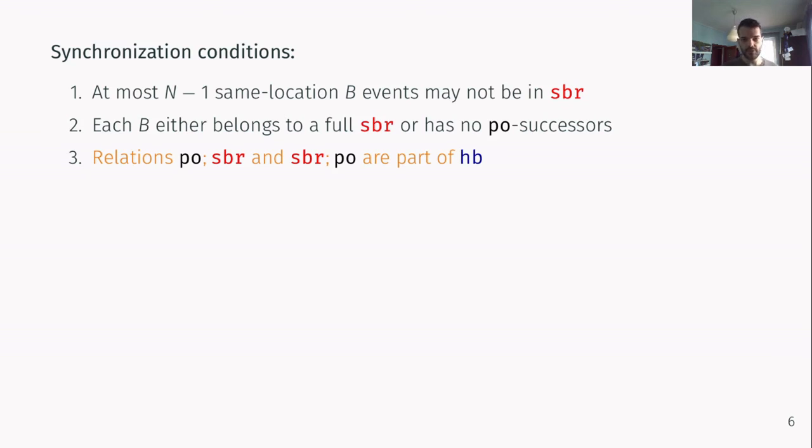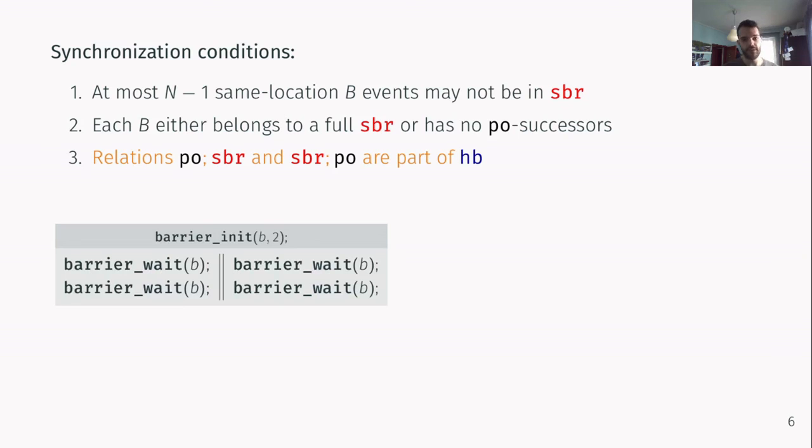Now this condition has two purposes. First, it enforces synchronization. It basically says that whatever is before a barrier round will be connected by HB. These events will synchronize with everything that is after a given barrier round. Now, the second purpose of this condition is to rule out some badly formed SBR relations.